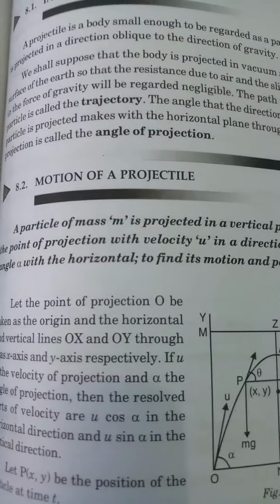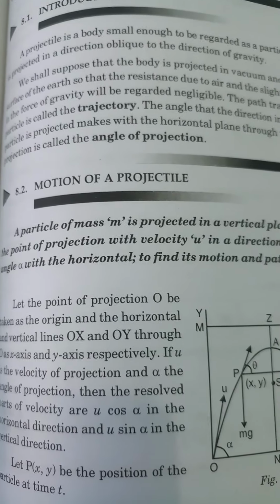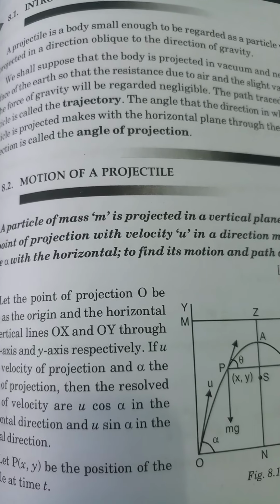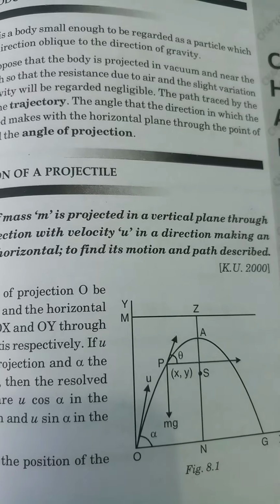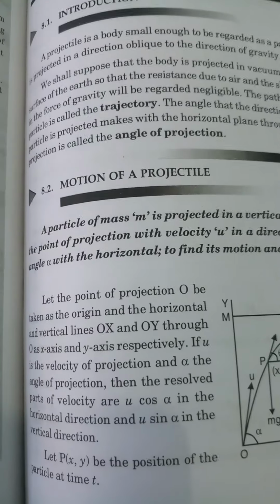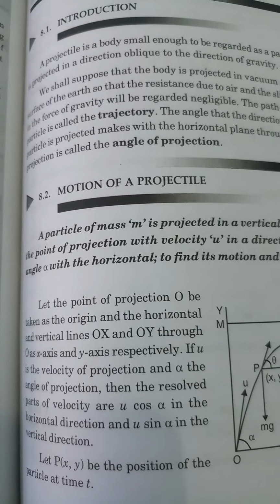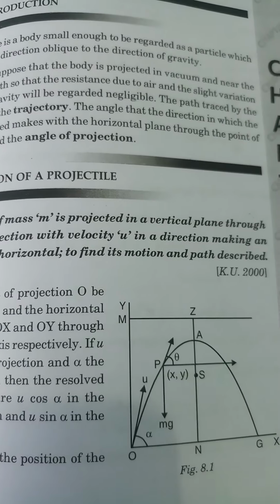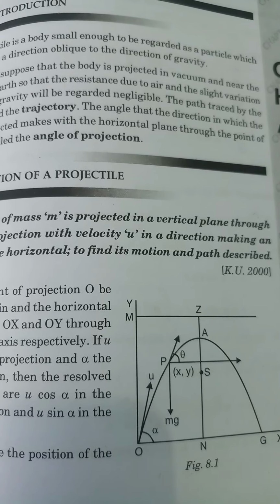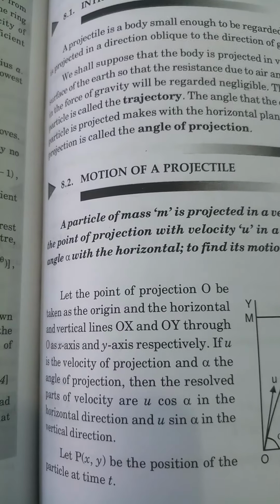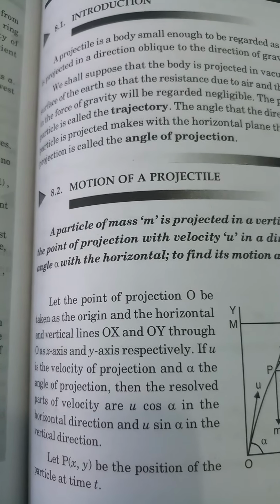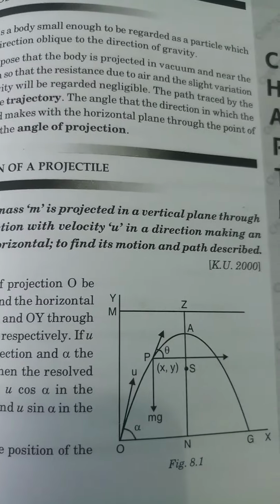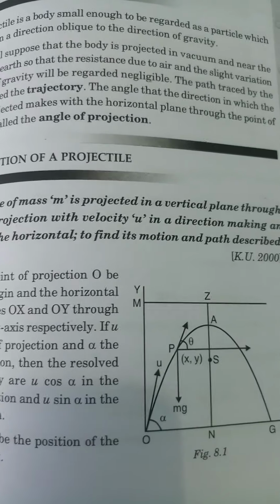A particle of mass m is projected in a vertical plane through the point of projection with velocity u in a direction making an angle alpha with the horizontal. Find its motion and the path described.